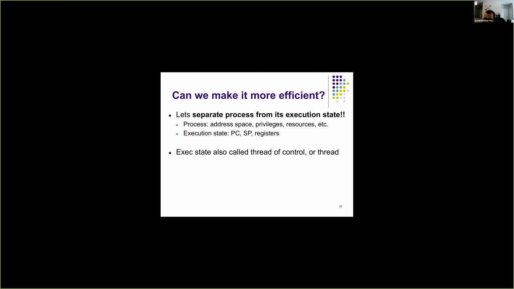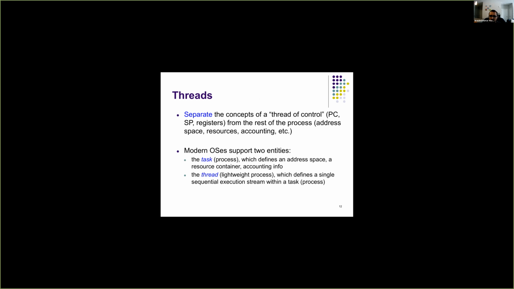Basically, we take the execution state out of the process control block, and we keep the execution state in a different structure, which we call a thread of control or thread, okay? Thread control block. So that is the main principle of thread. So thread, formally we can define a thread as a container for execution state, okay?